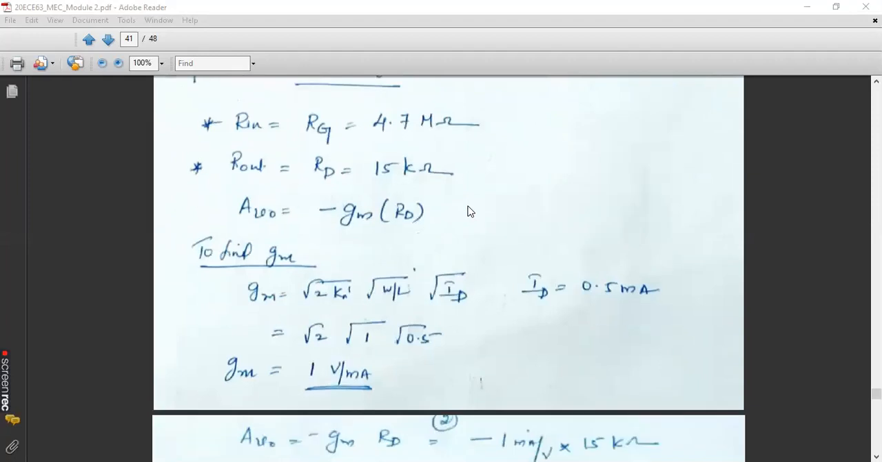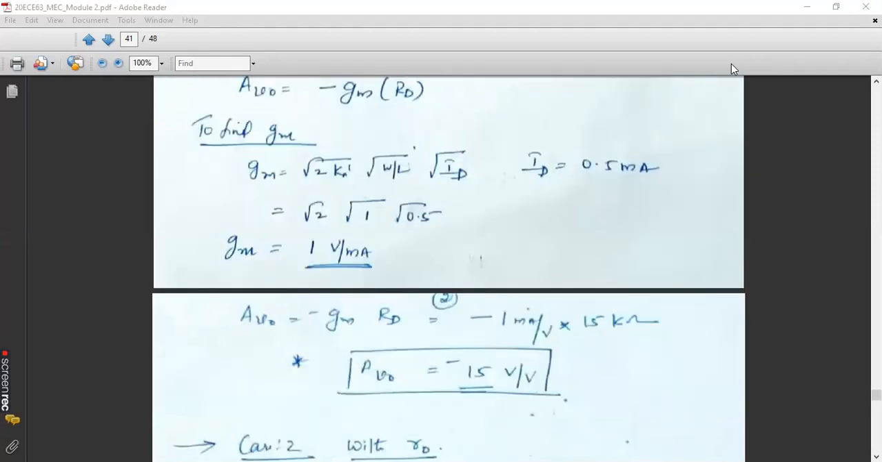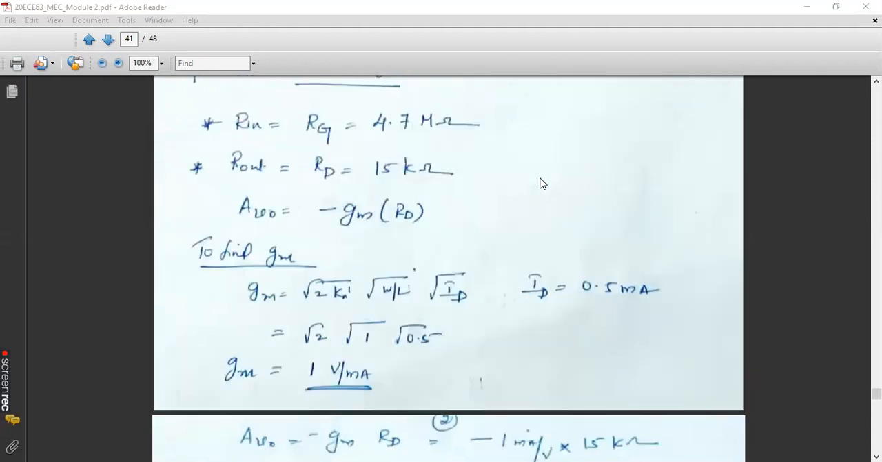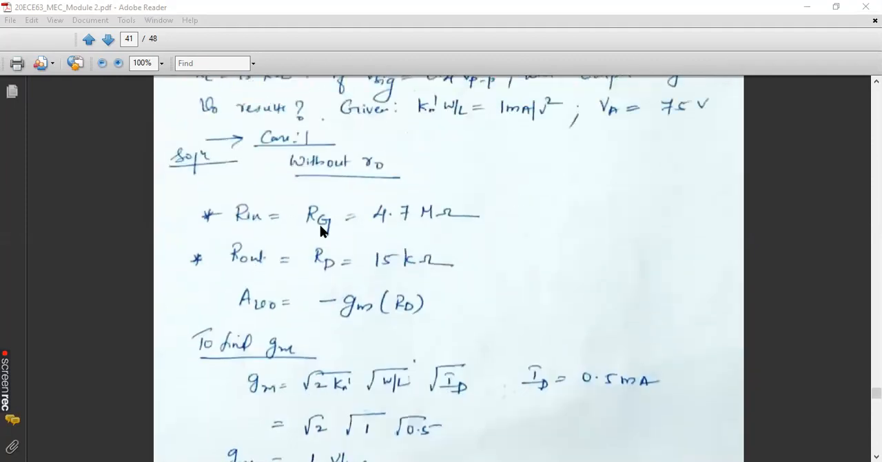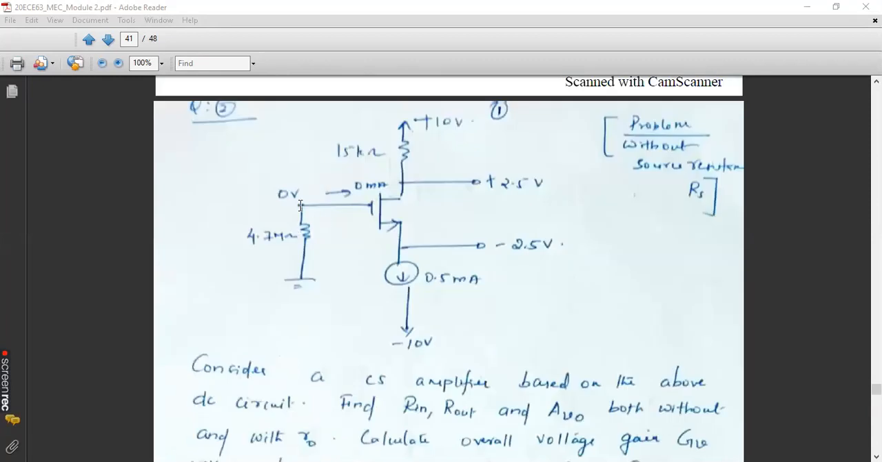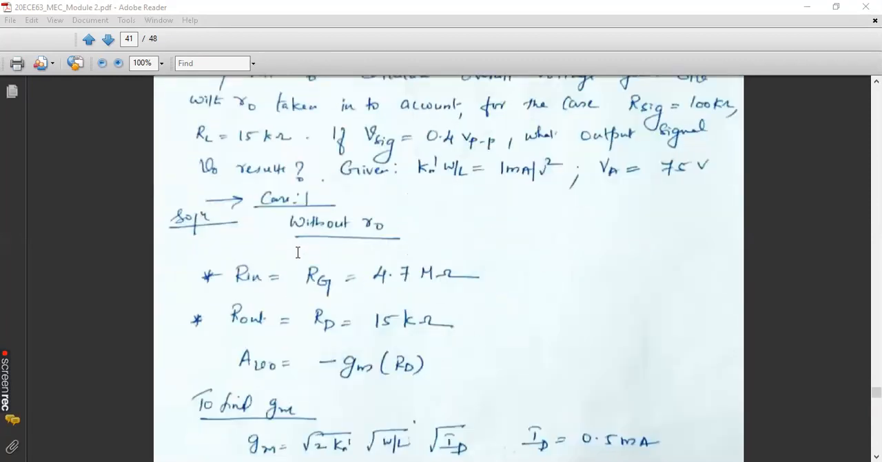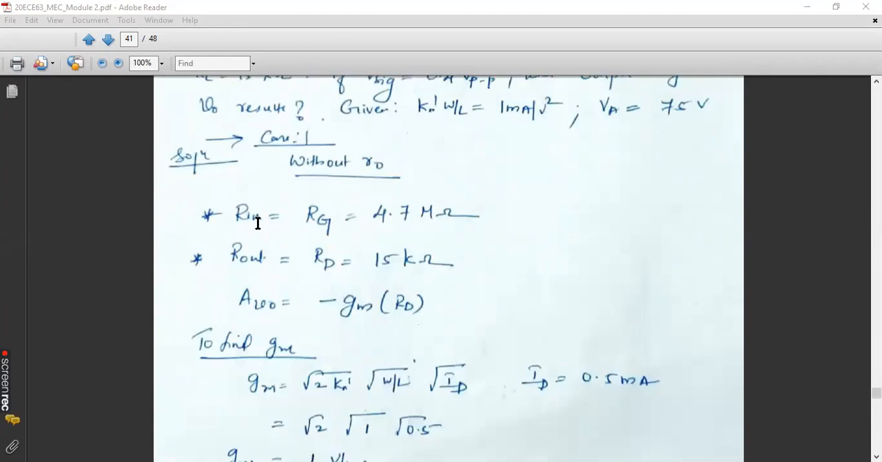Please take your note, check, and tell me the equation for R in. R in is equal to Rg, right? Directly here Rg is given, that is the resistance connected to the gate terminal, it is 4.7 mega ohm. So we can write the answer as such: R in equal to Rg equal to 4.7 mega ohm.